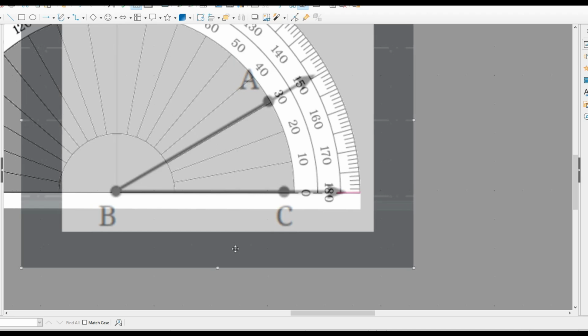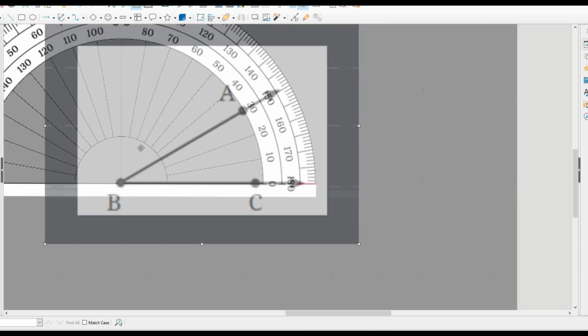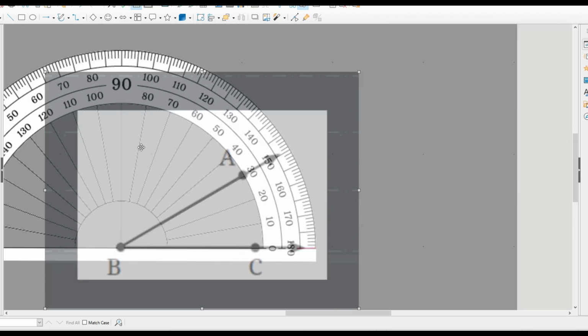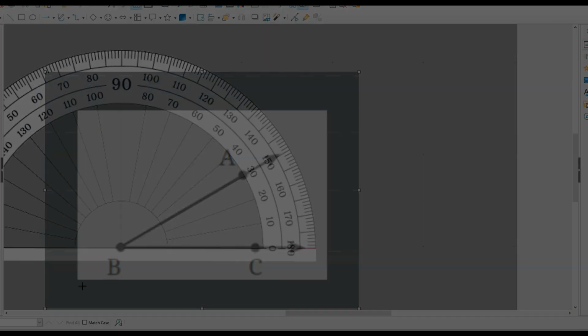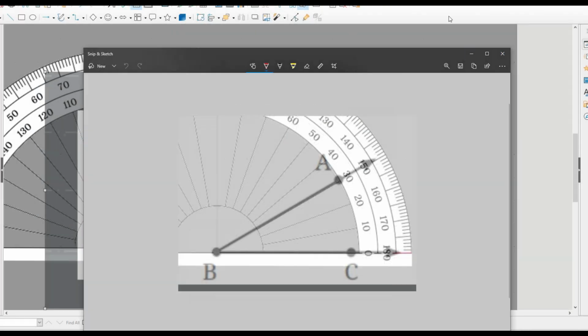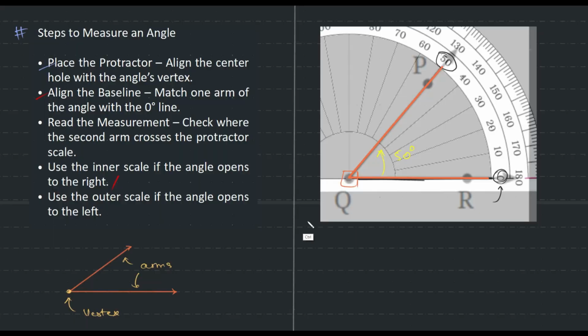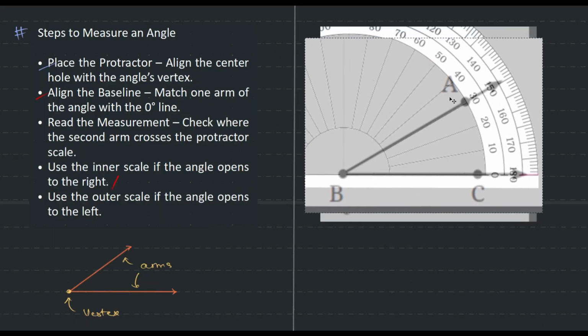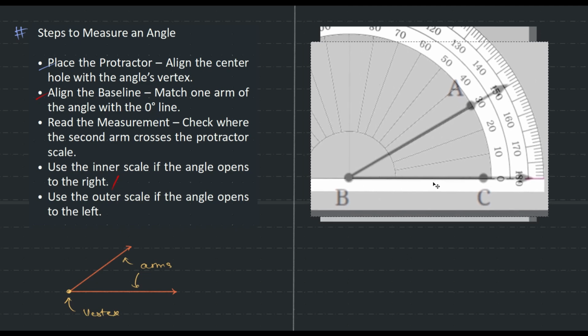Okay, now it's kind of better. So as usual, this is how it actually looks. I'll take a screenshot. We're measuring which angle? Now we're measuring angle ABC. Something like this. Okay, let's look at it.